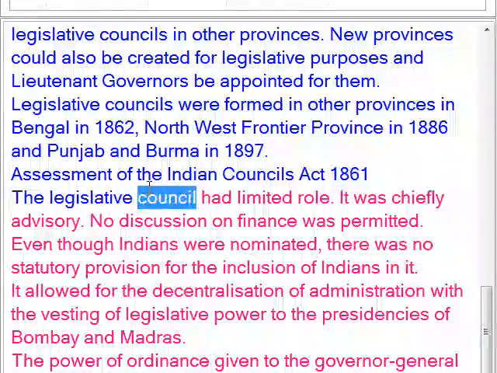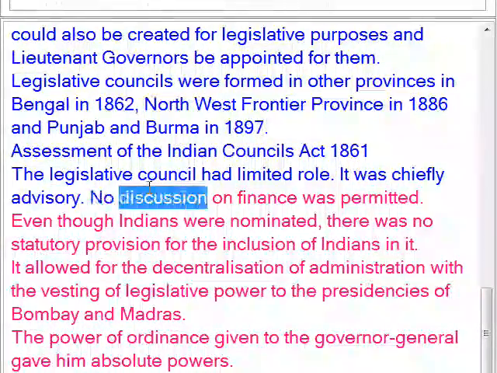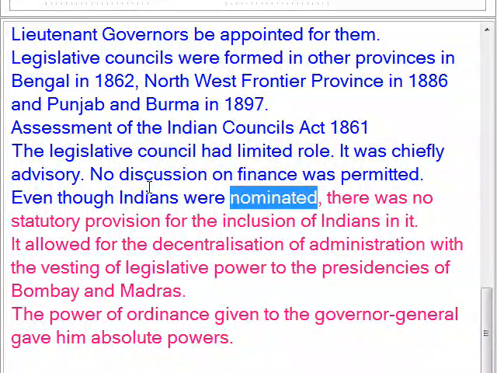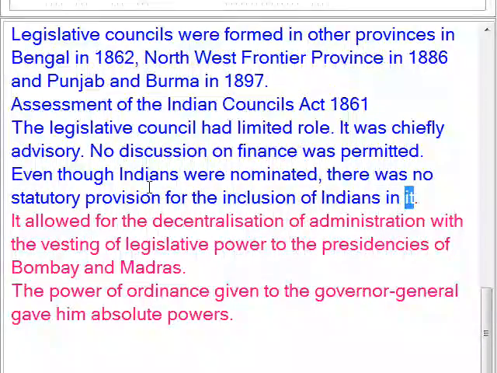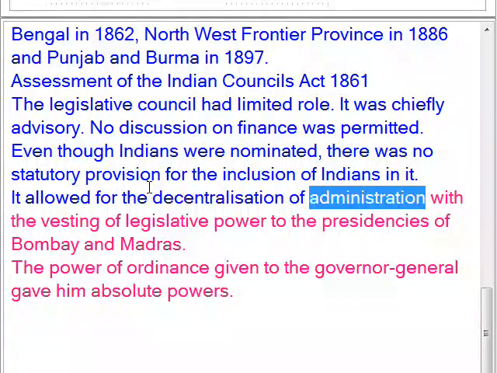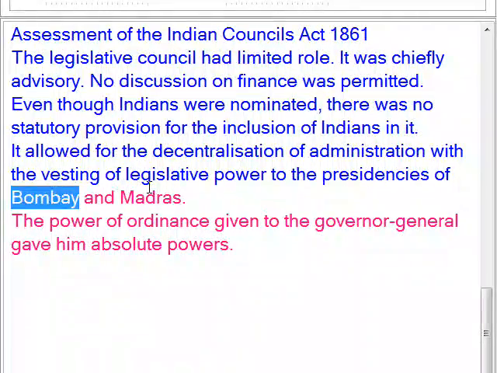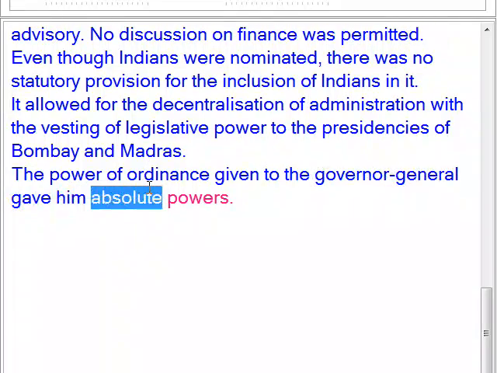Assessment of the Indian Councils Act 1861. The Legislative Council had a limited role. It was chiefly advisory. No discussion on finance was permitted. Even though Indians were nominated, there was no statutory provision for the inclusion of Indians in it. It allowed for the decentralization of administration with the vesting of legislative power in the presidencies of Bombay and Madras. The power of ordinance given to the Governor-General gave him absolute powers.